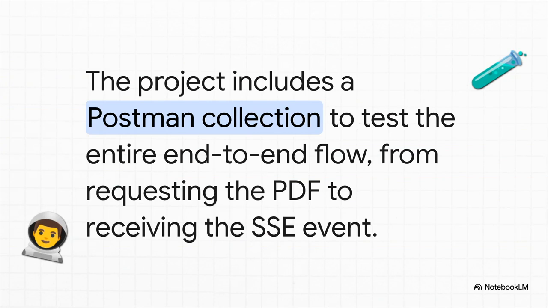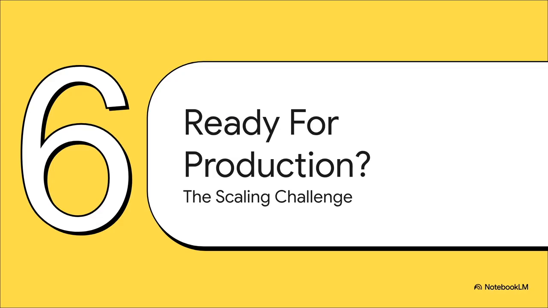And hey, if you're more of an API tool person, you're covered too. There's a Postman collection included. You can fire off the first request to start the job, and it'll even automatically grab the process ID for you. Then, the next request in the collection uses that ID to open the SSE connection right there in Postman. You can watch the final event pop up in real time. It's slick.